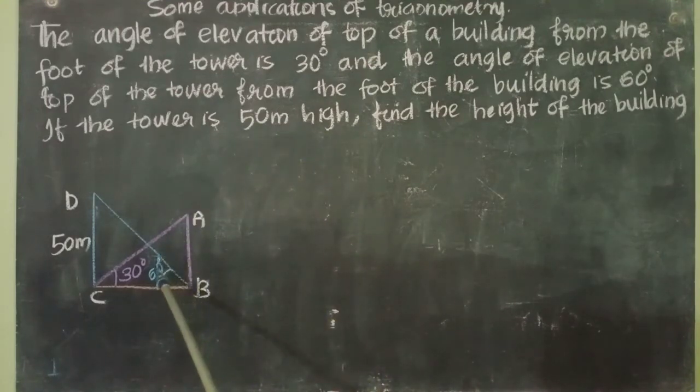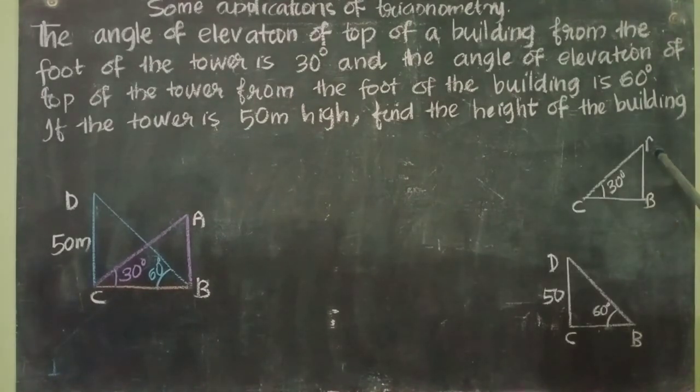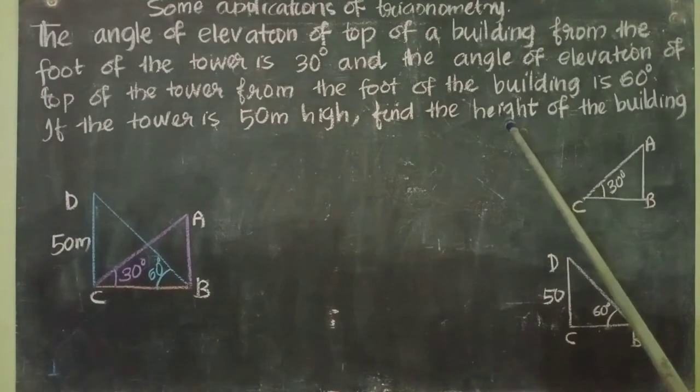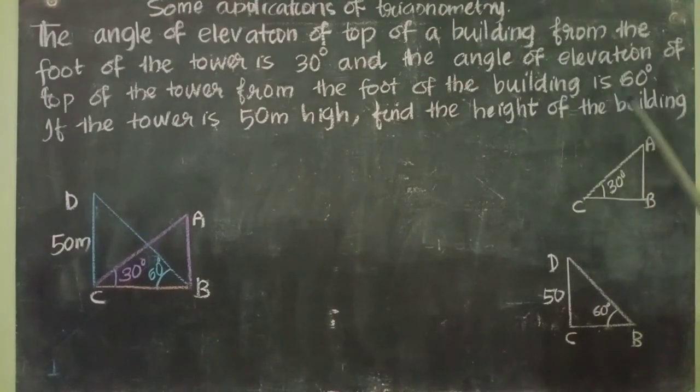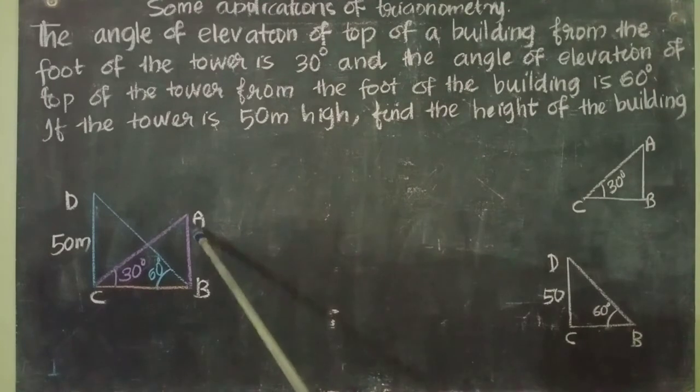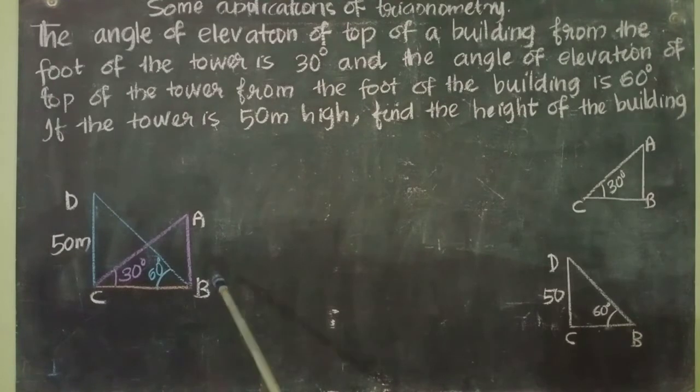Now let us draw the right triangles separately. So the right triangles are triangle ABC, with acute angle C measuring 30 degrees, and the other one is triangle DCB, with acute angle B measuring 60 degrees. The question is to find the height of the building. The height of the building is AB. So we need to find the value of AB. So let us do the problem.